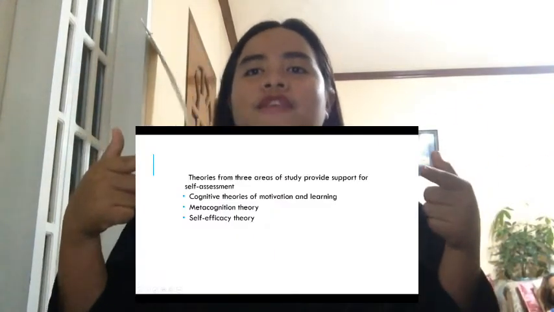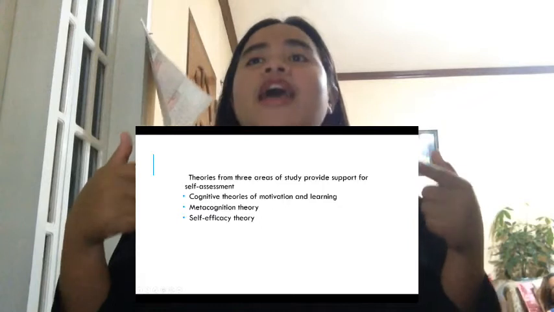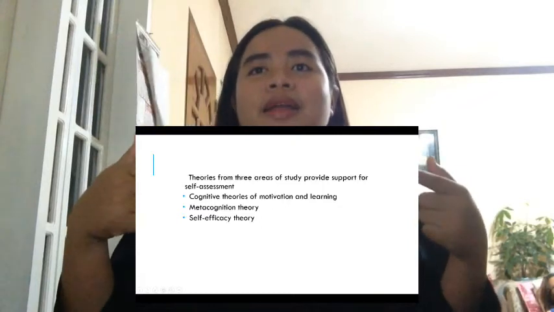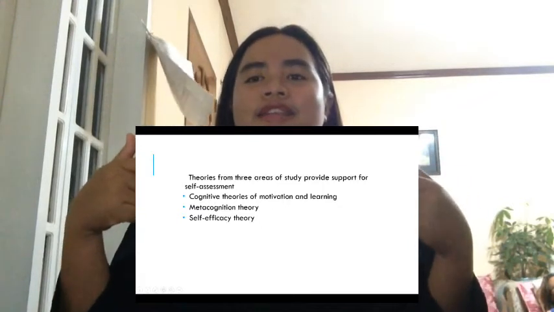Theories from three areas of study provide support for self-assessment. So what are these theories? I'm going to put it here. These are the cognitive theories of motivation and learning. Second is metacognition theory, and lastly is the self-efficacy theory.